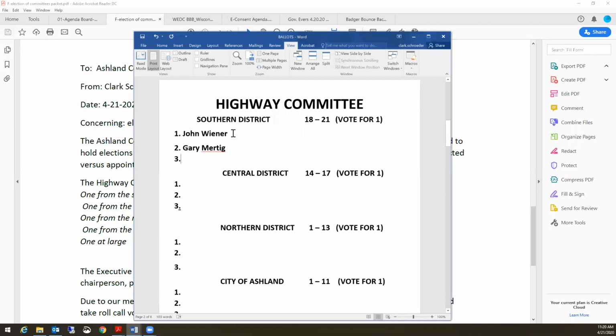Roll call vote on this. Yep, we'll do a roll call vote. So you're voting for either John Weiner or Gary Murdoch for Southern District Highway Committee. Judy, John Weiner. Murdoch, Murdoch.